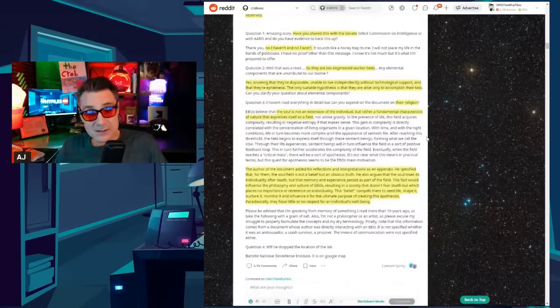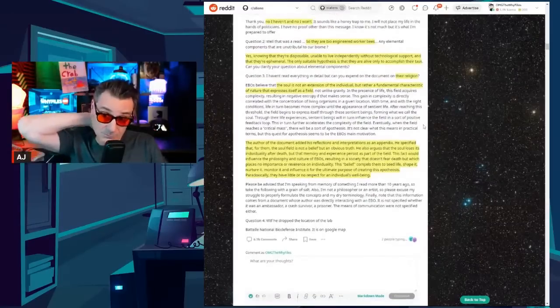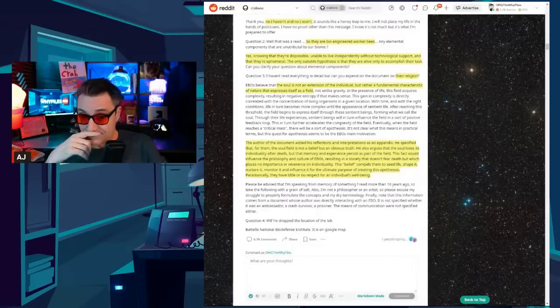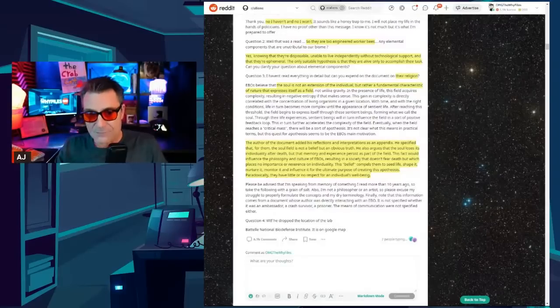Question three is, I haven't read anything in detail, but can you expand on the document on their religion? All right, you want to hear about their religion now? The EBOs believe that the soul is not an extension of the individual, but rather a fundamental characteristic of nature that expresses itself as a field, not unlike gravity.